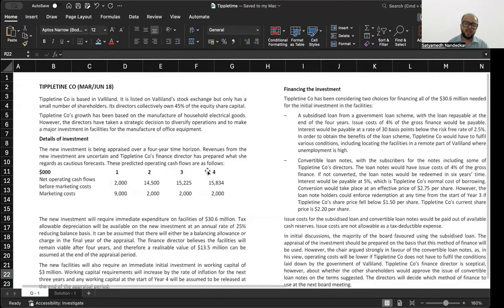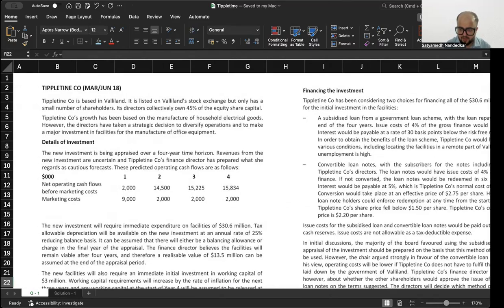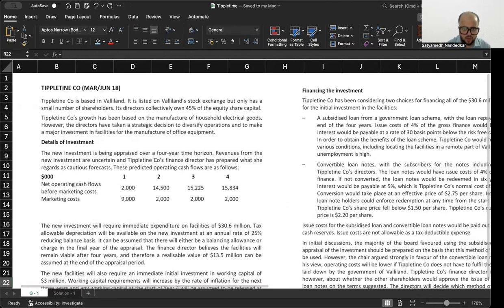Okay, now Tippletine company is based, if you want, I'll increase the magnification a little, no problem there. Tippletine company is based in Valiland. It is listed on Valiland's stock exchange, but only has a small number of shareholders. Its directors collectively own 45% of the equity share capital. Tippletine company's growth has been based on the manufacture of household electrical goods. However, the directors have taken a strategic decision to diversify operations and to make a major investment in facilities for the manufacture of office equipment. The new investment is being appraised over a 4-year time horizon.